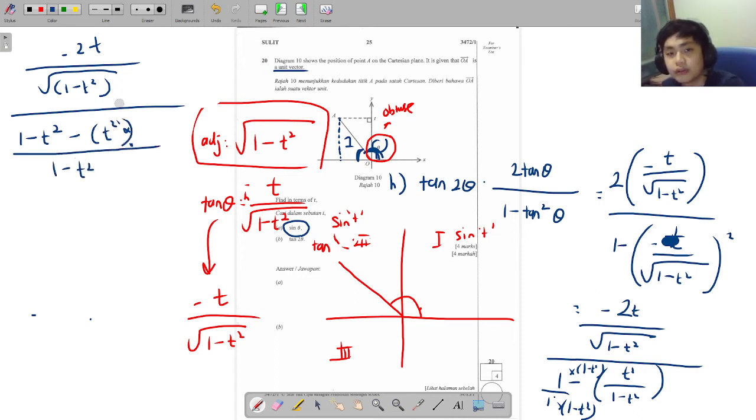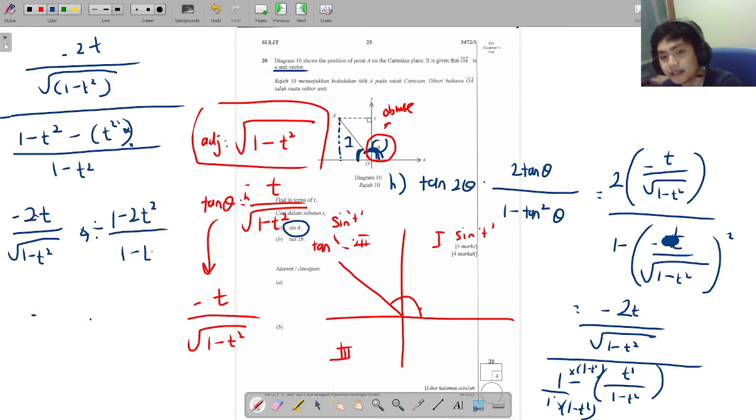Now, to work with this, it's a 4-layered fraction. It's not advisable to work with this, so usually we'll split it into 2 fractions, because negative 2t over square root of 1 minus t square is 1 fraction, and it's divided by 1 minus 2t square over 1 minus t square is the other. So we can actually change it to multiply, and I'm going to play with the surd here by calling this 1 minus t square power of half.